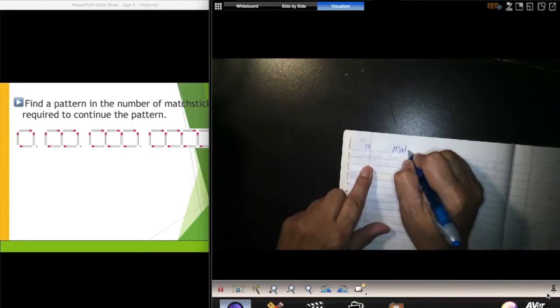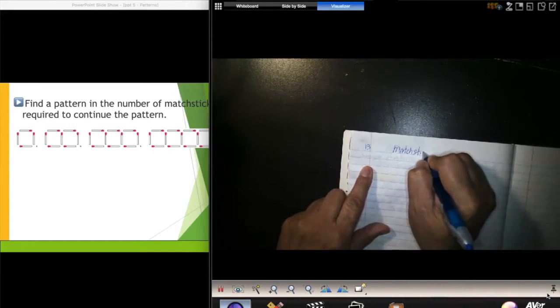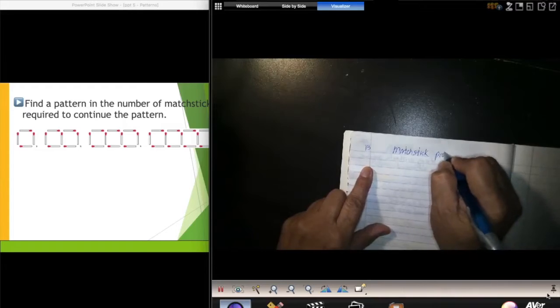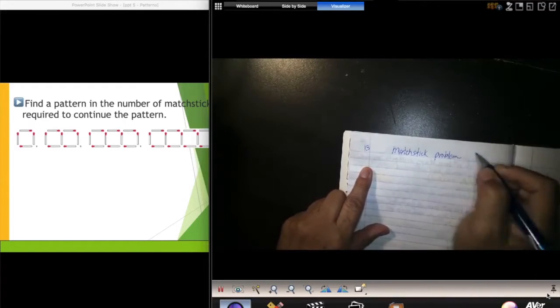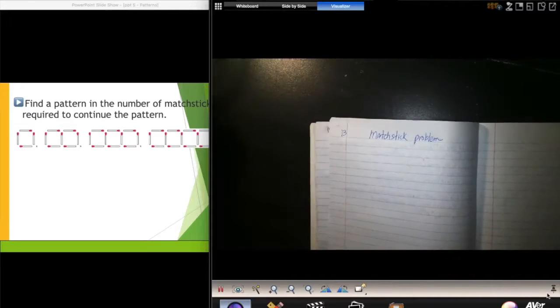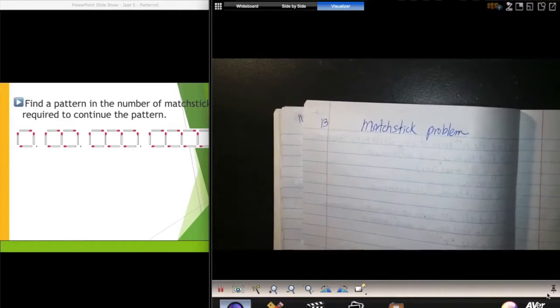In your composition notebook, we never leave large gaps of blank paper, only because it's a waste. So let's go ahead and follow along. Now, some of you may even have page 12 blank if you write really small. But let's go to page 13, and let's work on the matchstick problem.